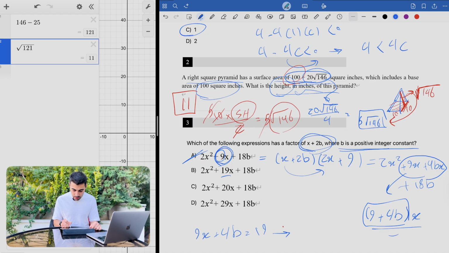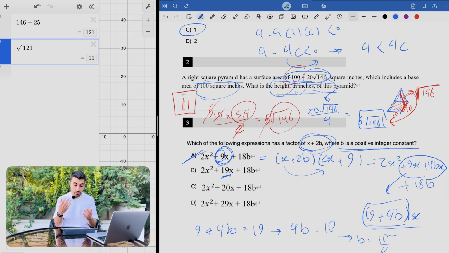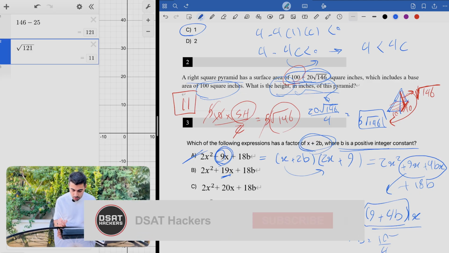So here it's going to be 9x equals, so again I'm going to set this 9 plus 4b equals 19 for the second choice. So it's going to be 4b equals 10, and b is going to be equal to 10 over 4, which is a positive number, but it's not an integer, right? 10 over 4 is 2.5, so it's not an integer, so this is also out.